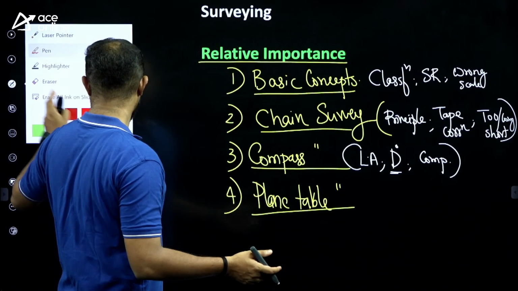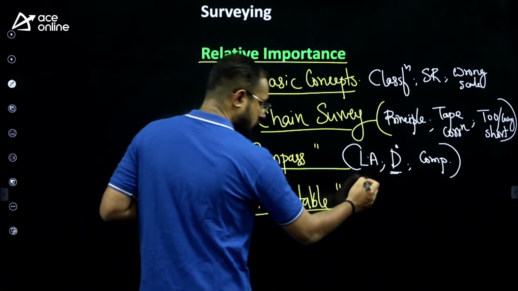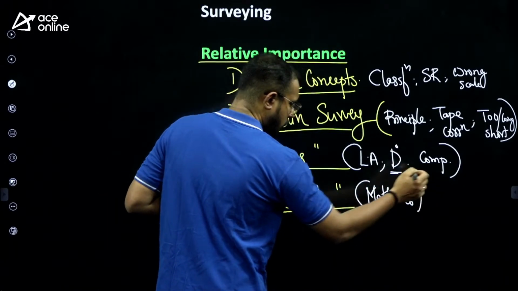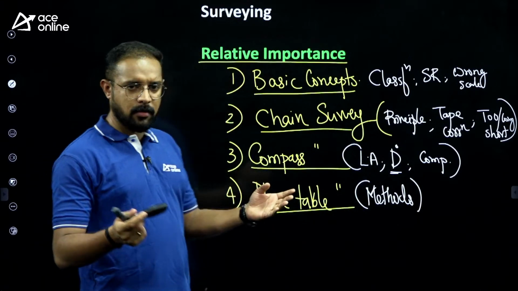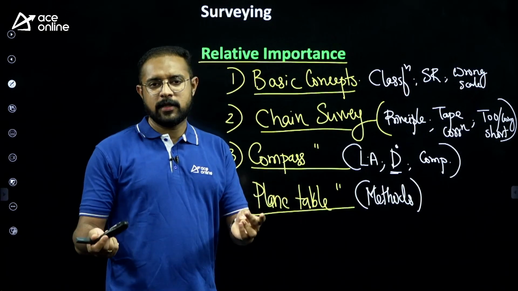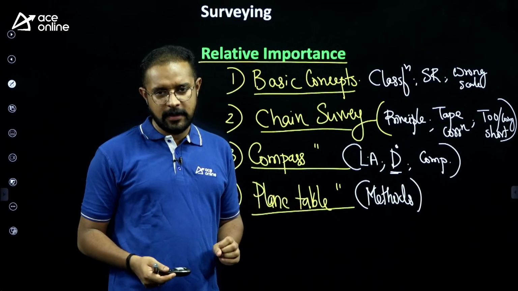Basically, the most important area here will be: what are the methods of plane table surveying? Now, there are basically 4 methods. I hope you know them: our radiation method, followed by our intersection method, followed by traversing, followed by resection.